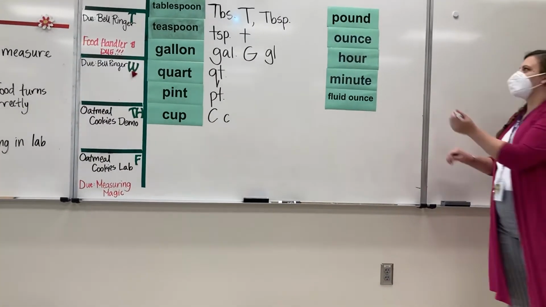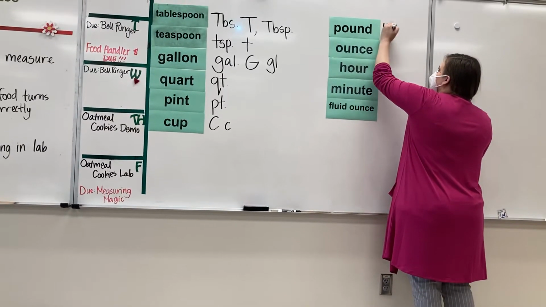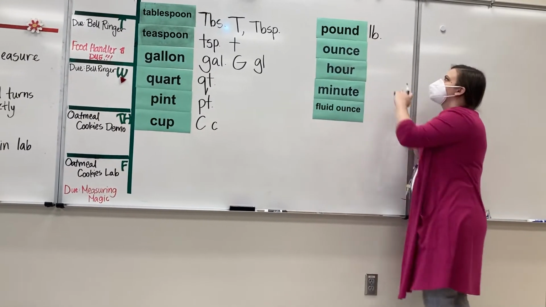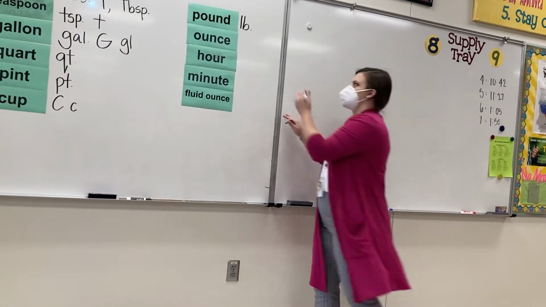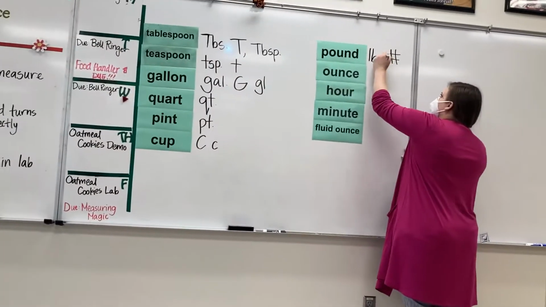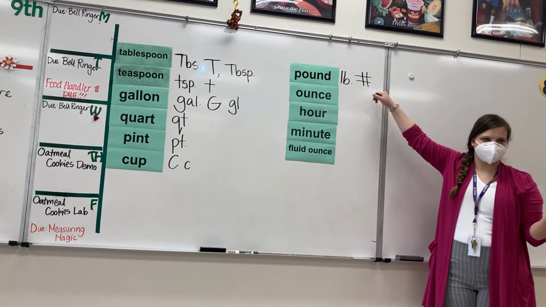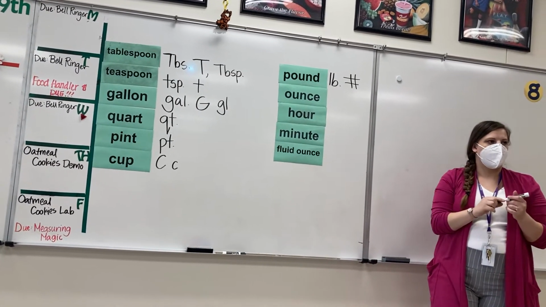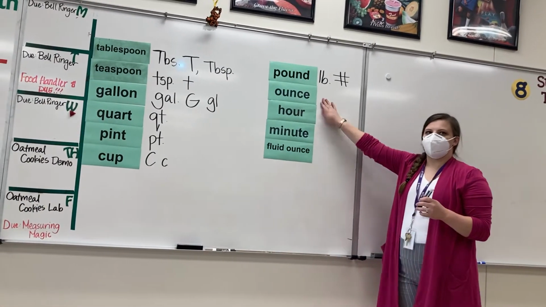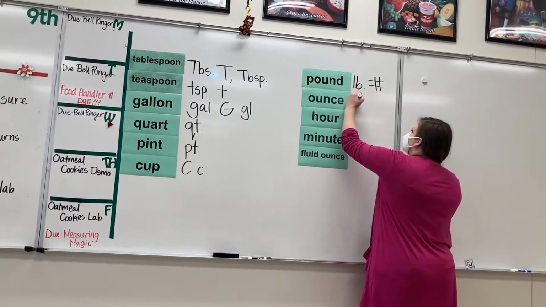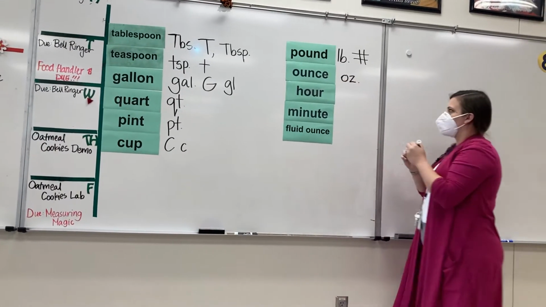Good job. So just like Micah said, we have LBS, or just LB, and the hashtag sign also means pound, or tic-tac-toe, or whatever you want to call it. That is also an abbreviation for pound. Hashtag came after pound. Okay, the ounce is OZ. Fluid ounce is FLOZ, if I remember right.